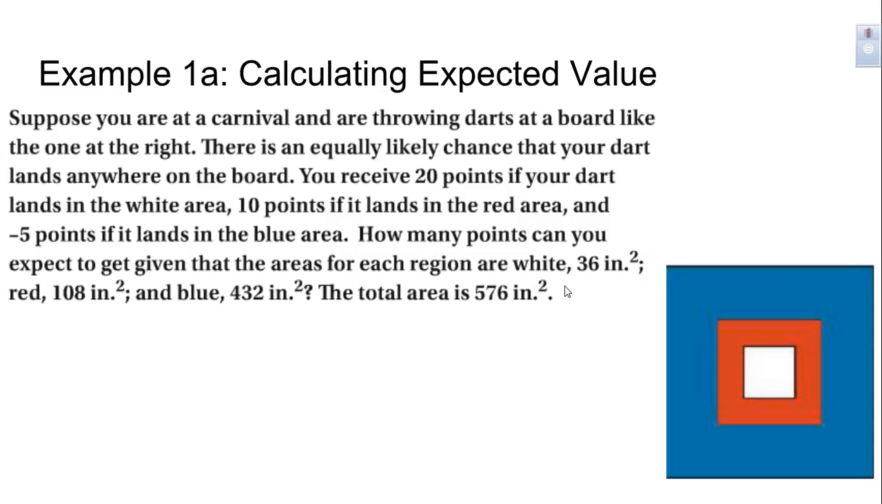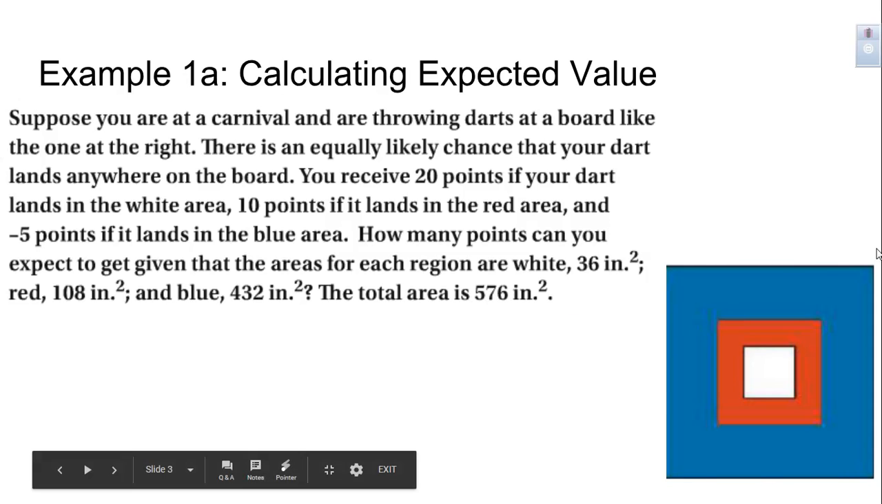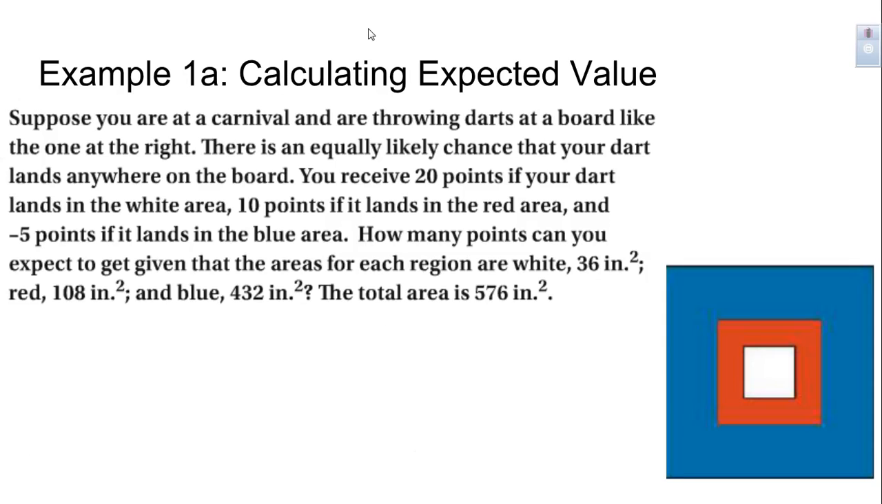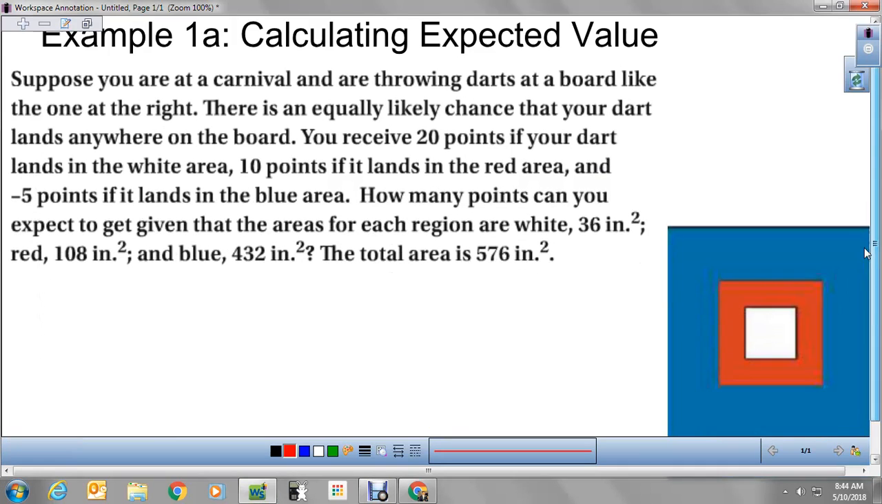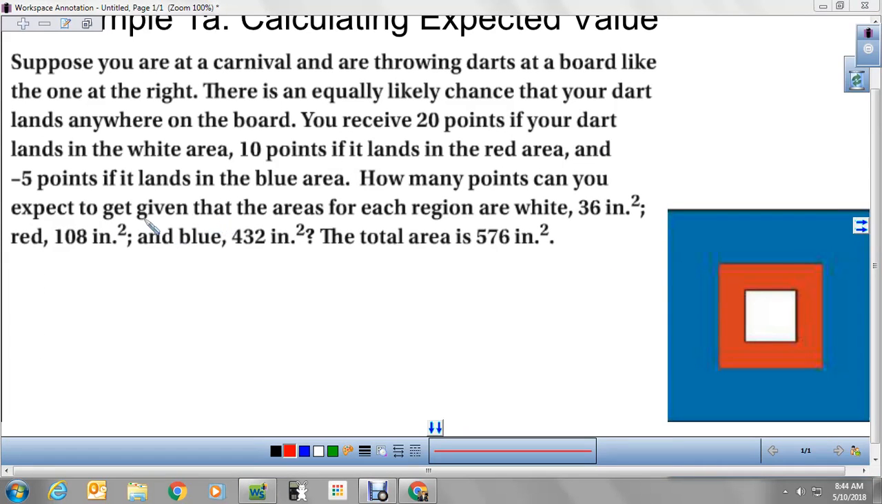So they've already calculated all our areas, so we just have to find the value. The total area of our target is 576 square inches. So we've given all the information here. All we have to do is figure out our values. So let's take a look at the first part. The value is throwing a dart.